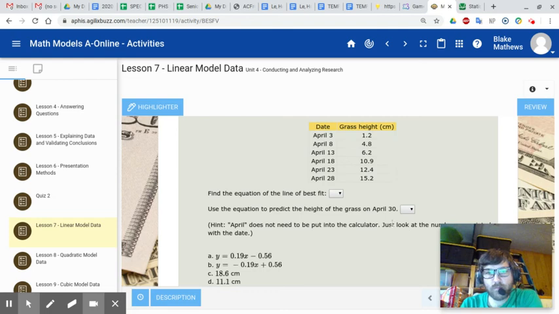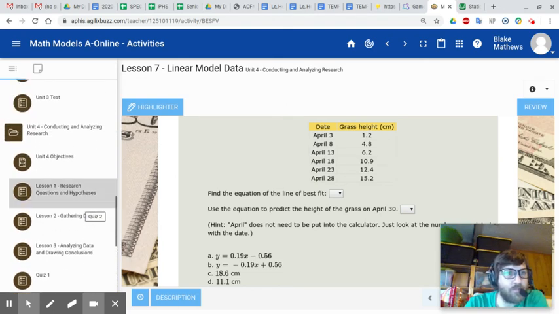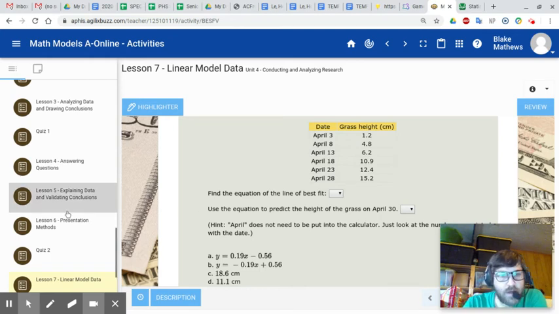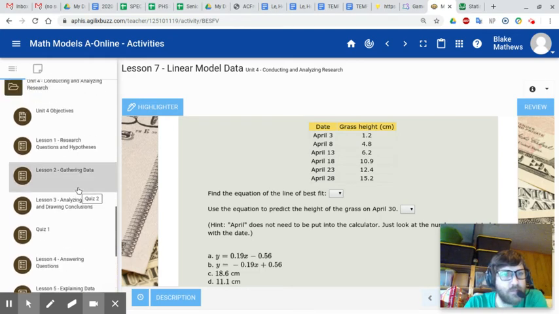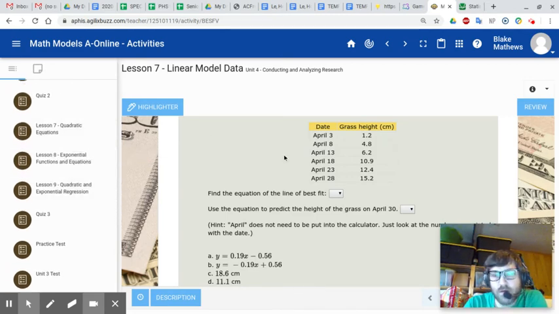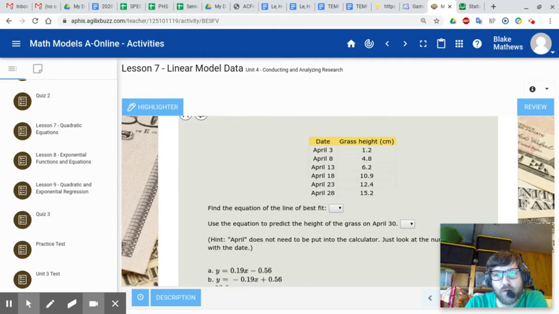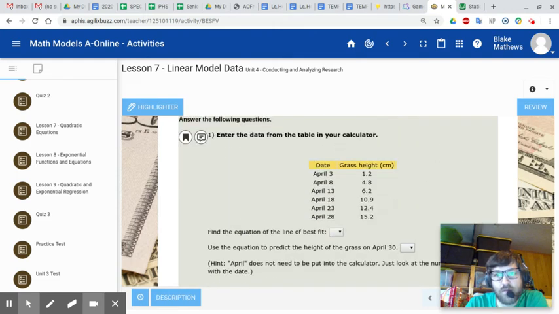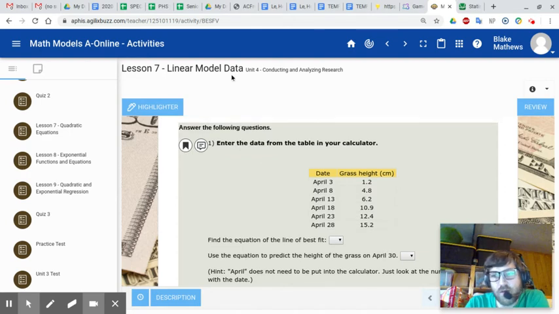All right, so this video is going to be for the last 3 lessons of Math Models Unit 4, and it deals with regression. Regression is something that we covered in the previous unit, but it does it a little bit differently here. So we're going to go through how to do these problems. I'll start with lesson 7, which is linear. In the description of the video, you will see links to each of the graphs that I'm using on Desmos. So look into the video description for those.